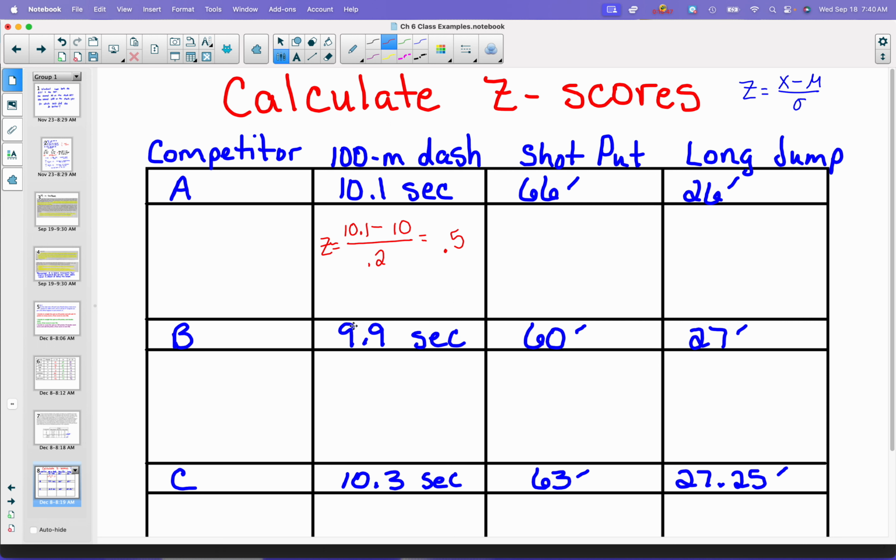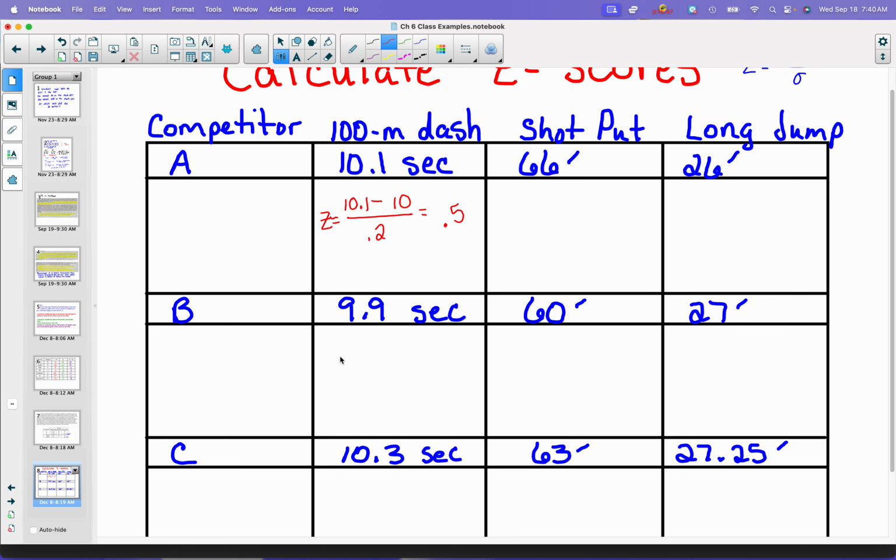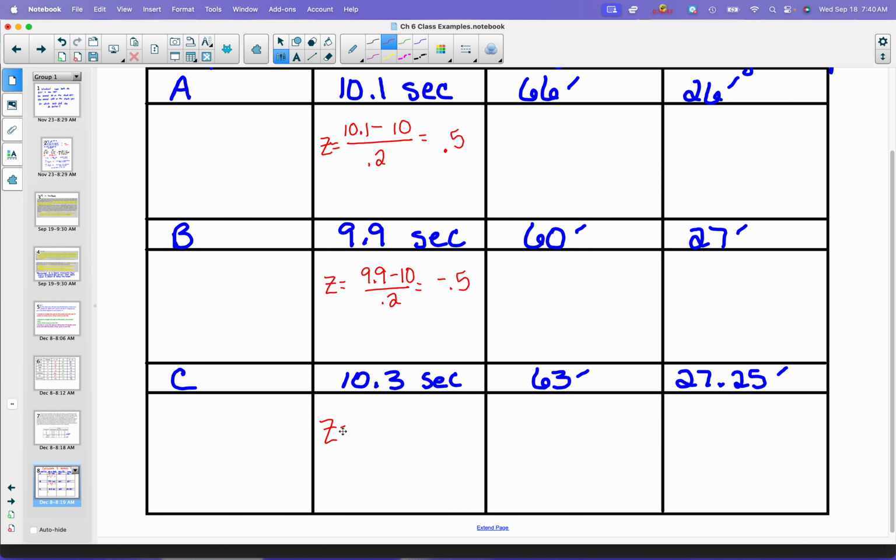Okay? Let's go ahead and do competitor B, because I want to talk about this, because this one's a little different than the shot put and long jump. But if we look at the z-score for competitor B, we're going to take 9.9 minus 10 divided by 0.2, and I get negative 0.5. And for the last one, for competitor C, I'm going to take 10.3 minus 10 divided by 0.2, and I get 1.5.